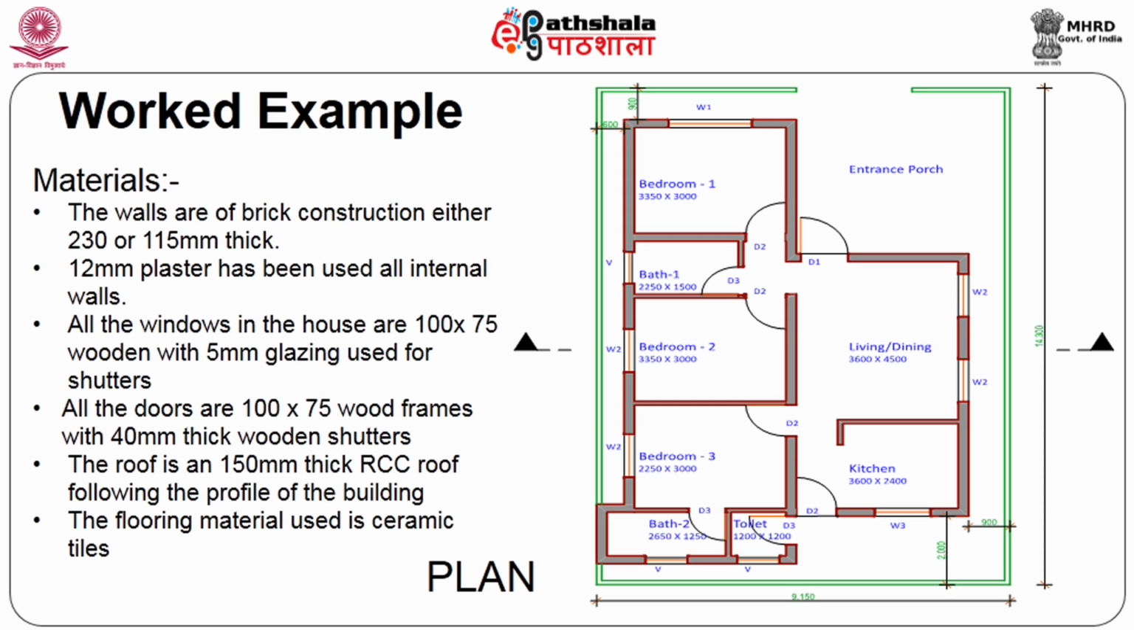Next, 12 mm plaster, which is a standard, has been used for all internal walls as well as external. We have wooden windows in the house, which are around 100 by 75 mm, which is 4 inch by 3 inch, with 5 mm glazing used for shutters.